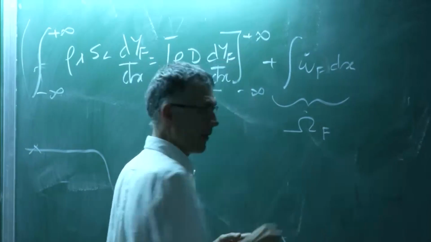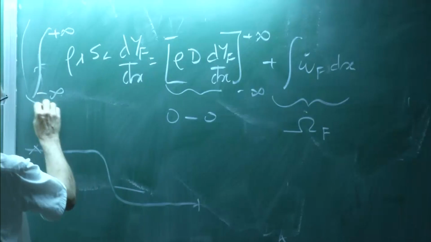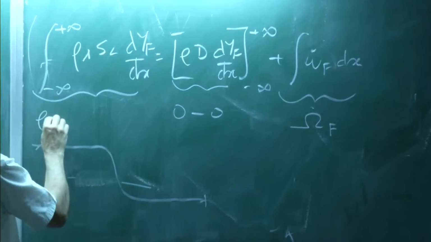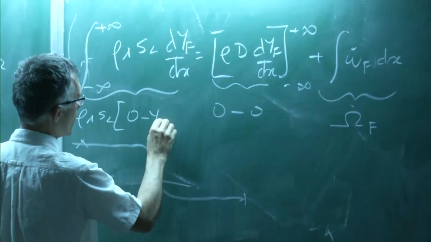It tells you everything which is burnt in the flame. And here, this one here, is actually ρ1 S_L, which is a constant, multiplied by 0 on that side, minus the fuel at the inlet.